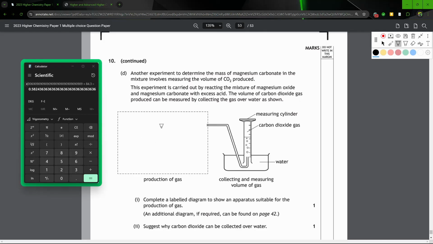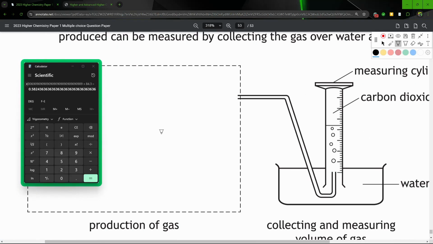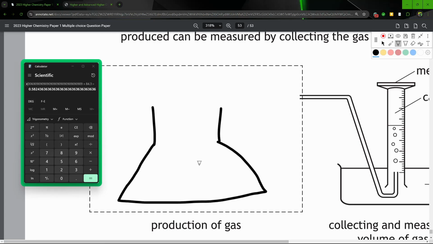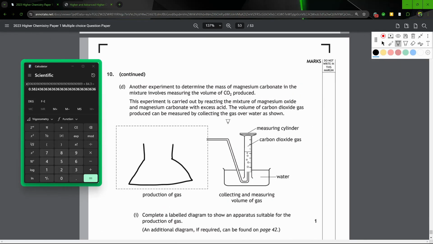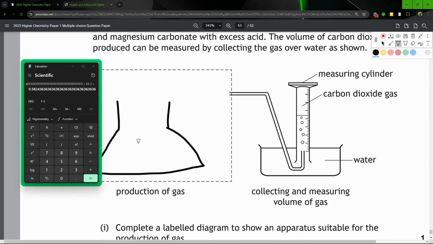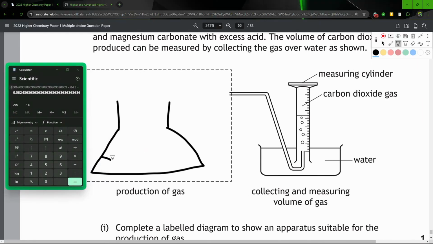So we're actually going to need to make the production glass, and the way I'd usually do this is use a conical flask, and I might need to make this a bit bigger. Yeah, we'll make an oversized conical flask. But we want to mix magnesium oxide and magnesium carbonate with excess acid. So let's put some acid in here, and then we'll have the mixture.